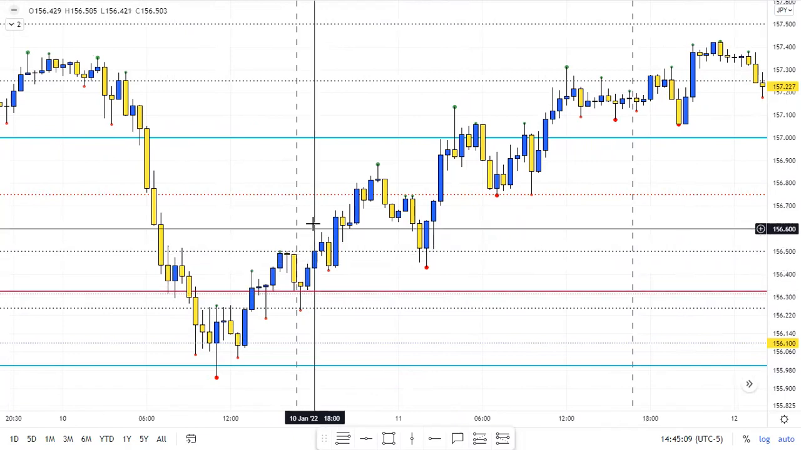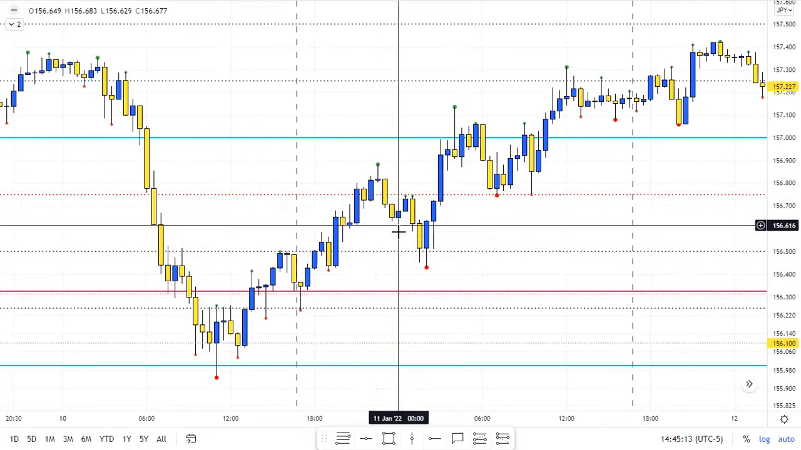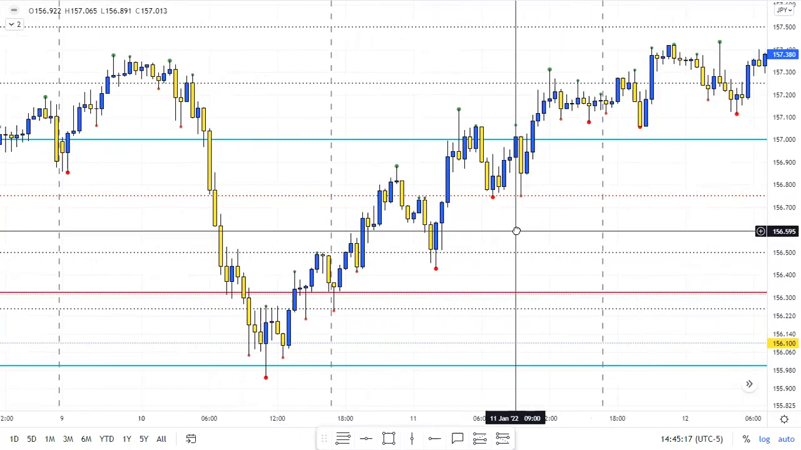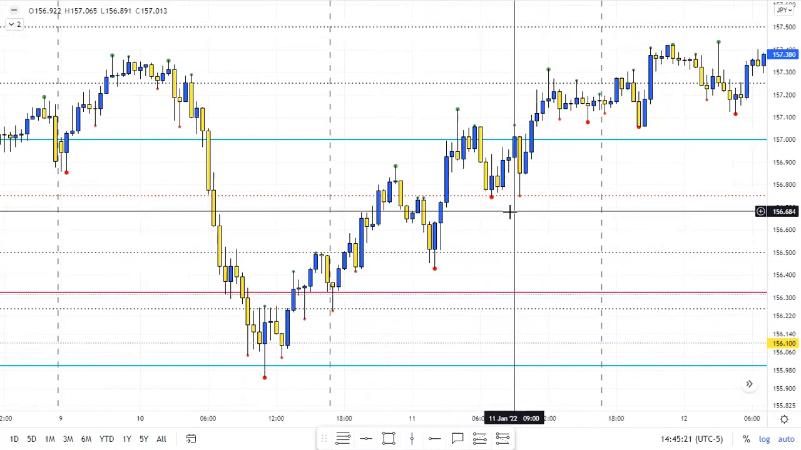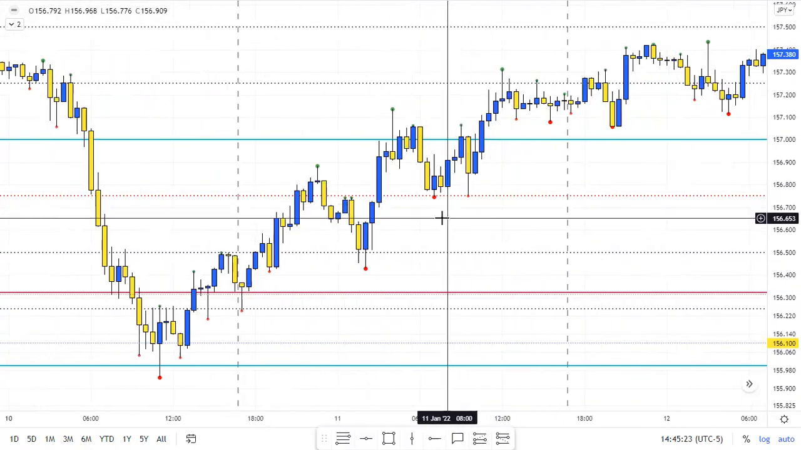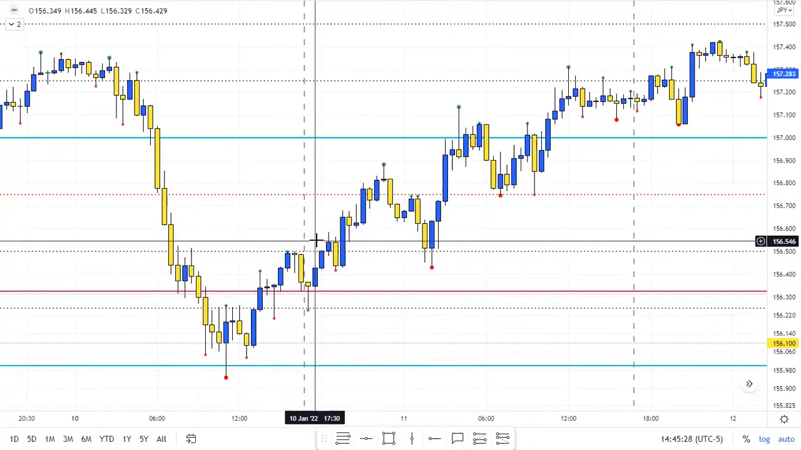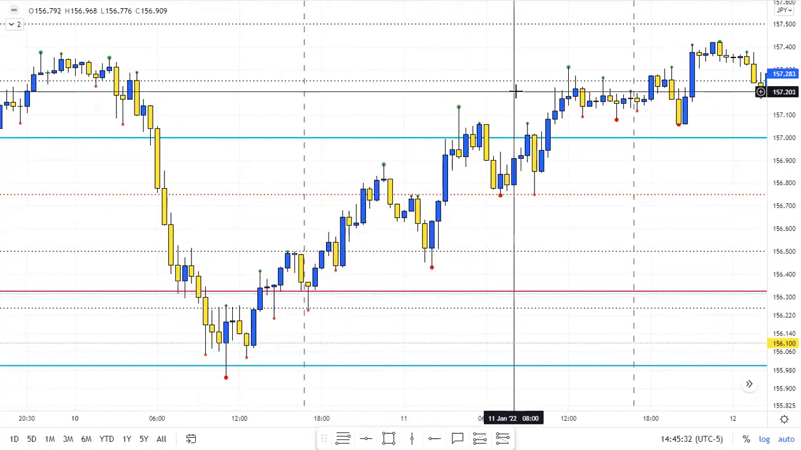Once we closed above that 50%, I'm looking for price to give me a nice retest inside of the zone. And like I say, once you close above that 50%, I'm expecting price to go up. I'm not saying it's always 100%, but from what my mentor taught me, if I'm above that 50%, I need to get a retest and then continue.